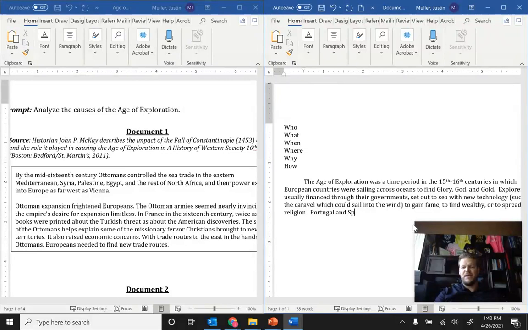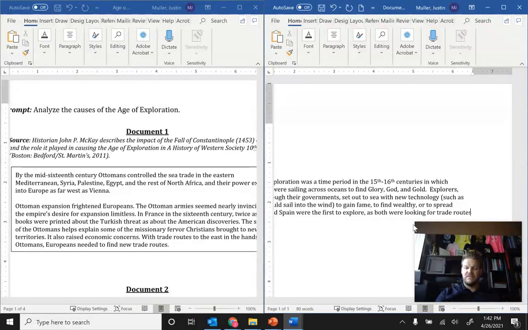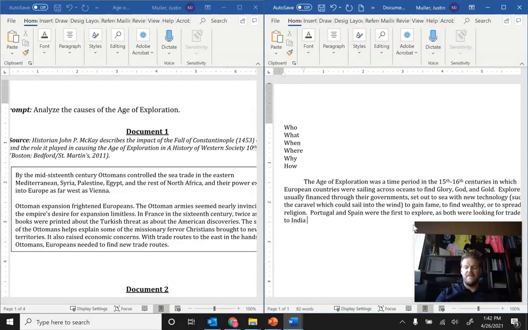Portugal and Spain were the first to explore, as both were looking... What were they looking for? Trade routes to India by water. Let's put water. Okay. So I got a lot of the who.